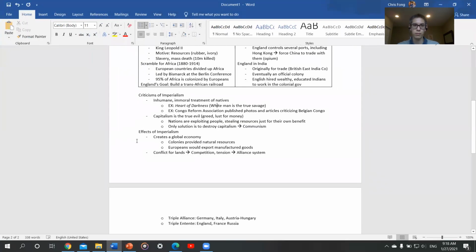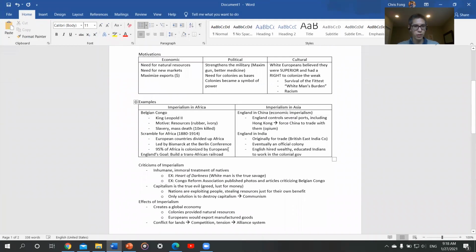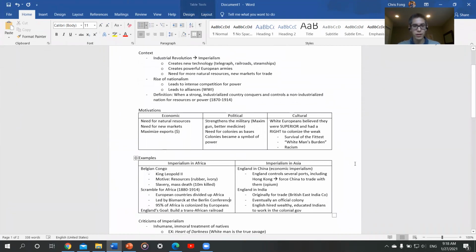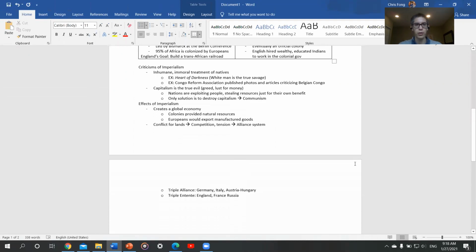So let's get all this on one page, and then you all can pause it if you need to. We've got the context, motivations, and examples. Pause there if you need to. And then you got the criticisms and effects.